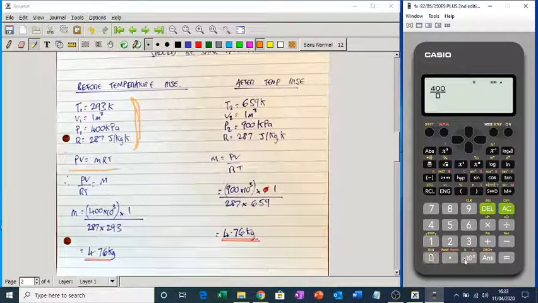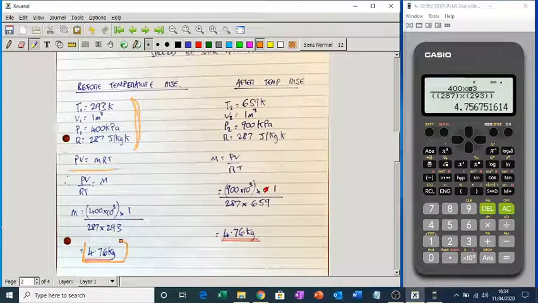400 divided by 287 times 293. Close that, come up. 4.7576, there we are. That's the mass of the gas.